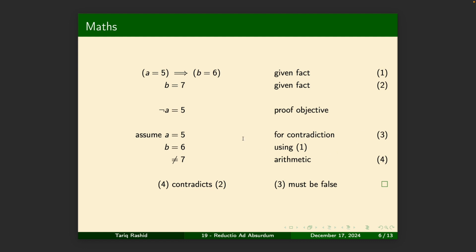So if we've followed correct logical steps and the conclusion is a contradiction, that means the assumption was wrong. So assuming A equals 5 was wrong, and therefore the opposite, the negation of that, is true. It is not the case A equals 5.